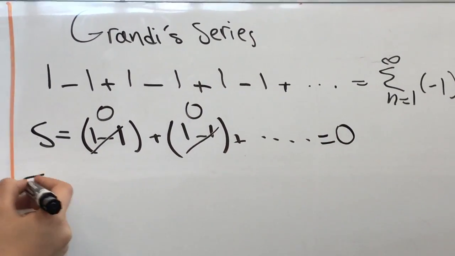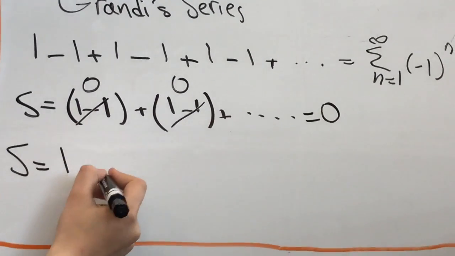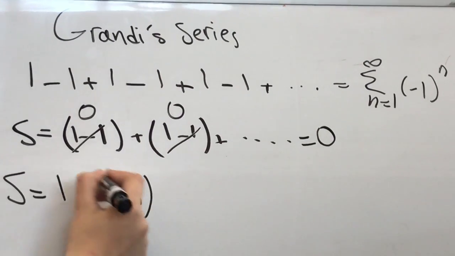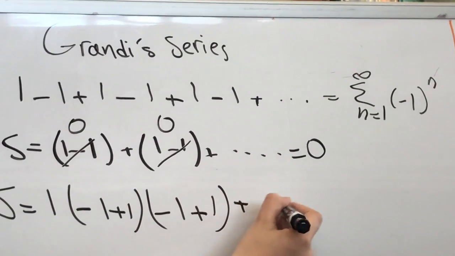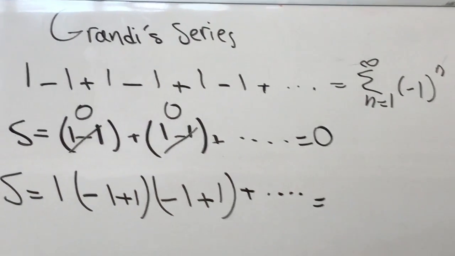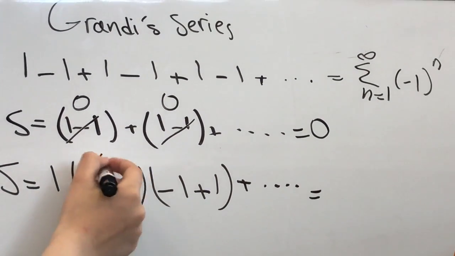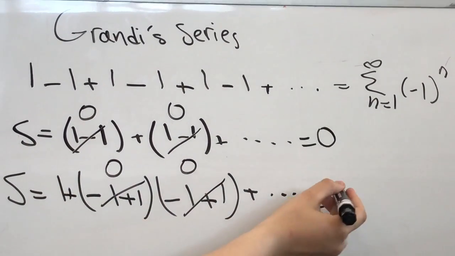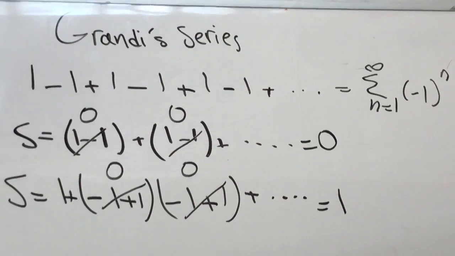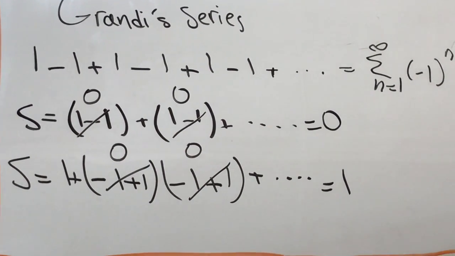But then we can group them differently, so we can have 1, and then group this part together, and group this part together, going to infinity. In this part, these equal 0, and then 1 is added to them, so the sum would equal 1. So then we say, what if it's none of them, it's in the middle.